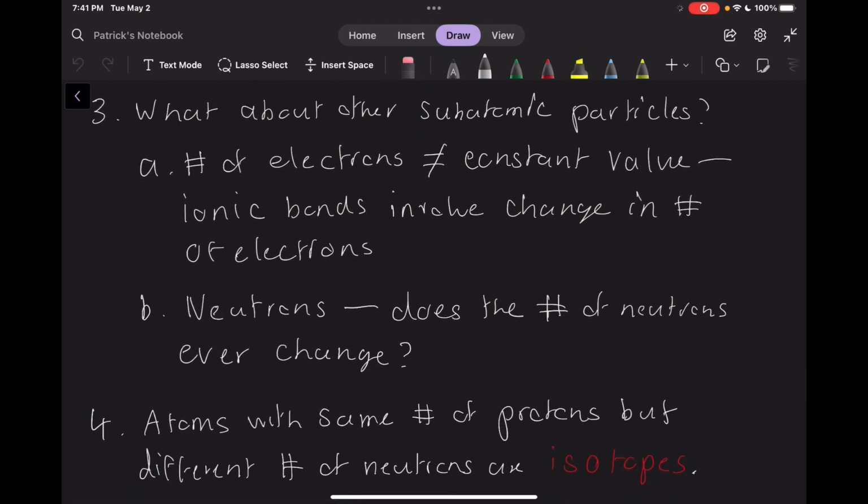But what about the other subatomic particles? Are they constant? We already know that the number of electrons is not constant, since the formation of ionic bonds necessitates the giving of electrons from one atom to another. Once an ionic bond forms, one atom has fewer electrons than it started with, whereas the other atom has more electrons than it started with. So the number of protons is constant, the number of electrons is not constant. What about neutrons? Does the number of neutrons in an atom ever change?